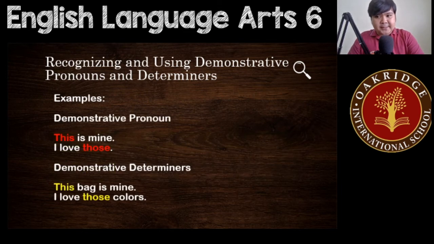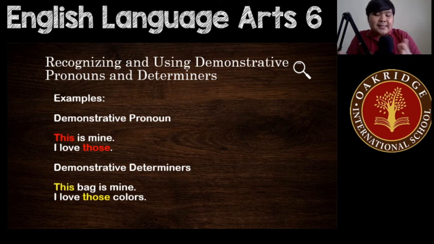So here are examples, okay? For demonstrative pronoun, we have this is mine. And then I love those. There are no nouns after them. But when you use these same words as demonstrative determiners, you would have to have a noun after them. So example, this bag is mine, okay? I love those colors, okay?